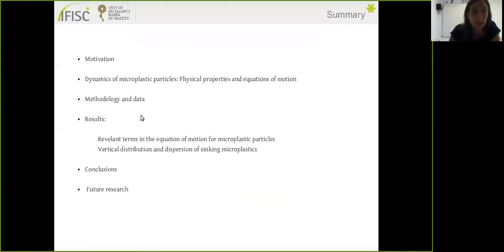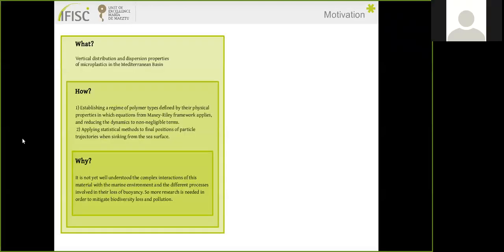Well, the presentation is distributed in this way. We will first start with the motivation of this work, and then I will explain the dynamics of the microplastic particles, the equations of motion that apply to the microplastic, then the methodology and data that we use. And then I will show you the main results we have, the conclusions and future research that we can do in this line.